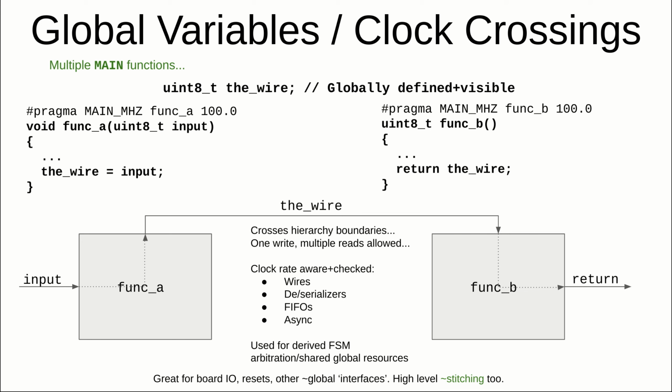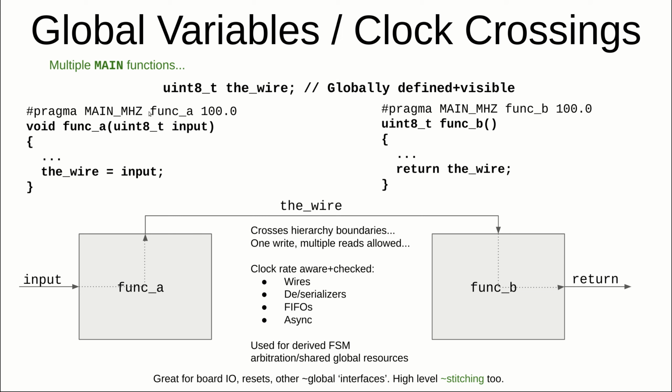Global variables and clock crossings. Alright, so first off, in green here, there can be multiple main functions. I may have alluded to that earlier, but now really getting to it: when you tag two different functions as both being main, they're both top-level single instances that exist in parallel, and hardware description-wise, two module instances. But now we can do stuff in the global namespace to link them, like declare a global variable like so. And so, yeah, that's globally visible and defined.